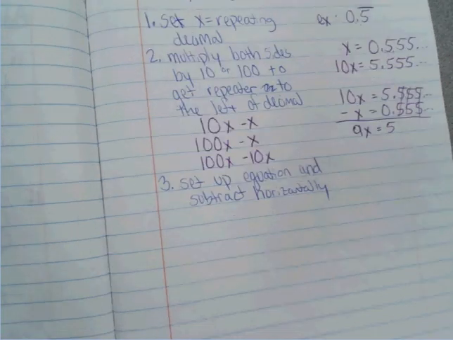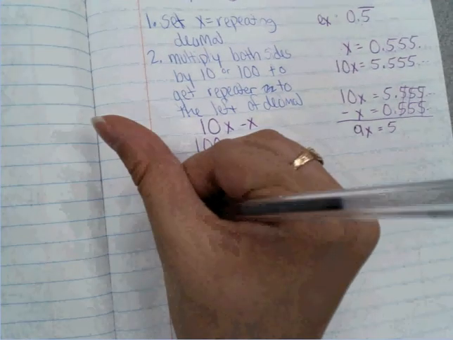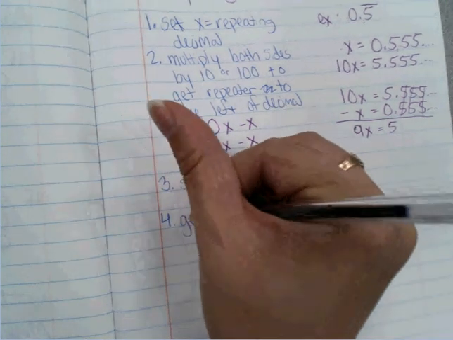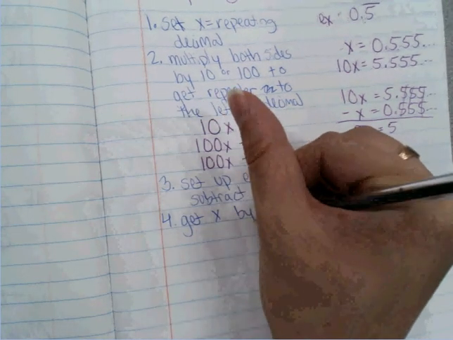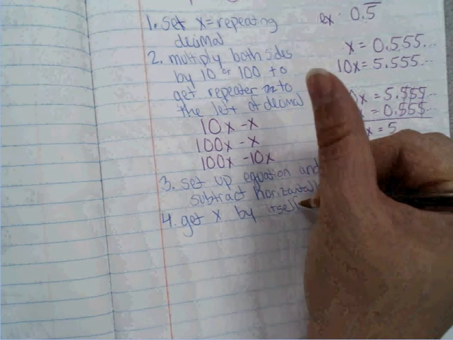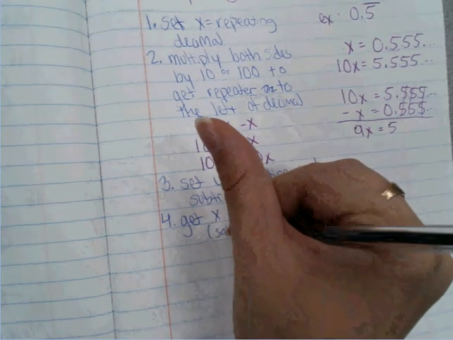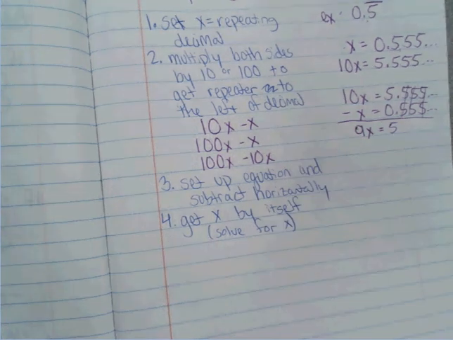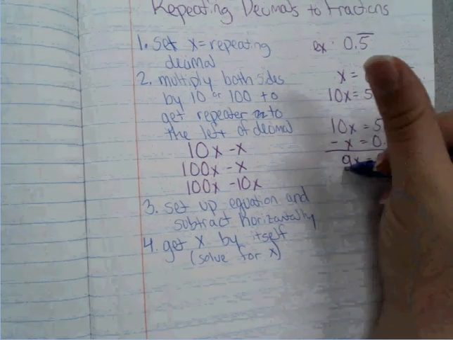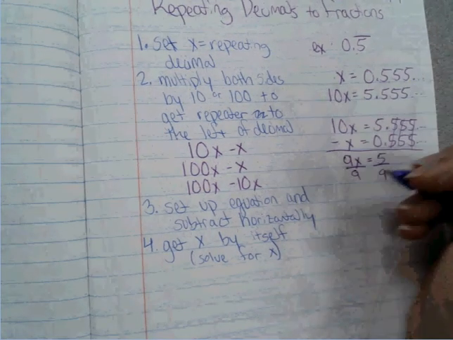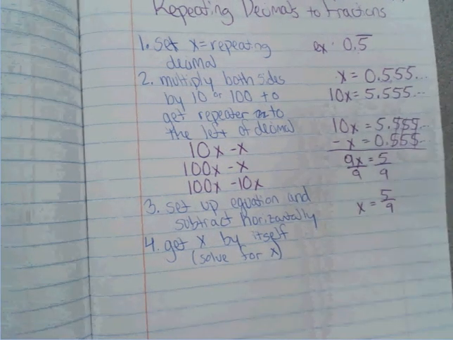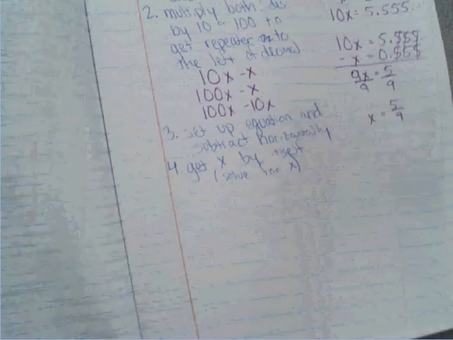So once you set up the equation and subtract, the only thing left to do is get x by itself. Or really, we're just solving for x. So now to get x by itself, divide both sides by 9. So now we know x equals 5/9. That's 5 repeating as a decimal. Let's try another example.